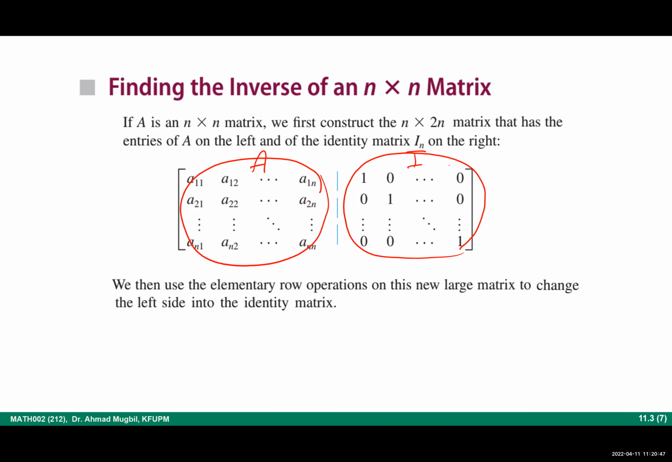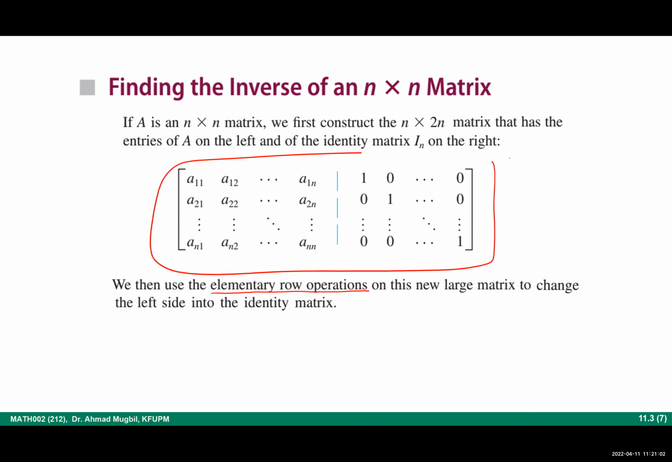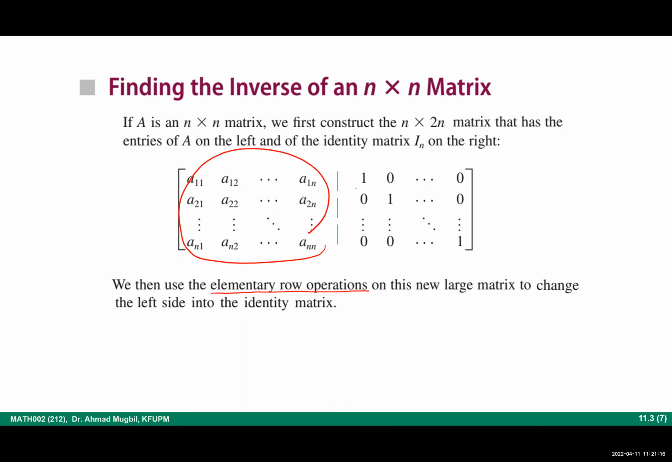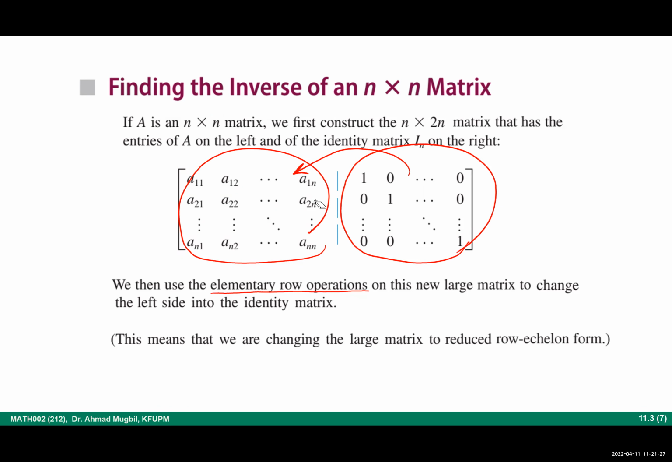Then you will use the elementary row operations that you have learned in 11.3 on this new large matrix. Now you will deal with this as one matrix. You will apply the elementary row operations to change the left side to be the identity matrix. This one will be here, and a new matrix will be constructed here. That matrix that you will have will be the inverse.